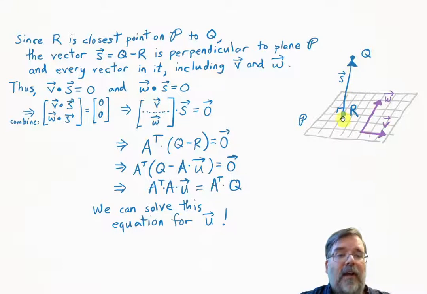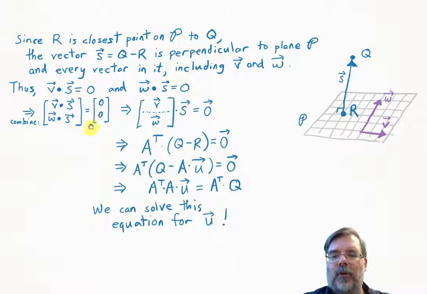We know that vector has to be perpendicular to this plane. If it's perpendicular to the plane, then it's perpendicular to all the vectors in the plane, which includes v and w. If this vector s is perpendicular to v, then v dot s is equal to 0. And since the vector s is perpendicular to the vector w, then w dot s is also equal to 0. So we get these two equations.